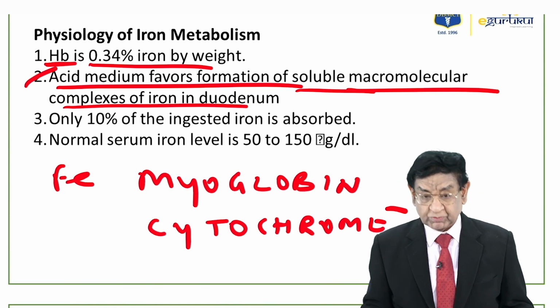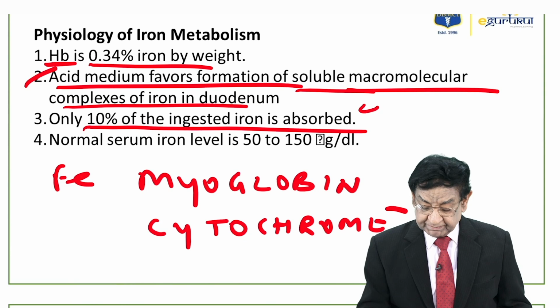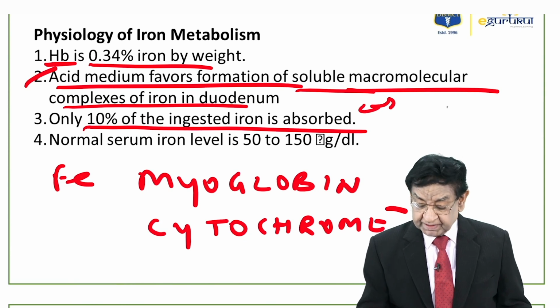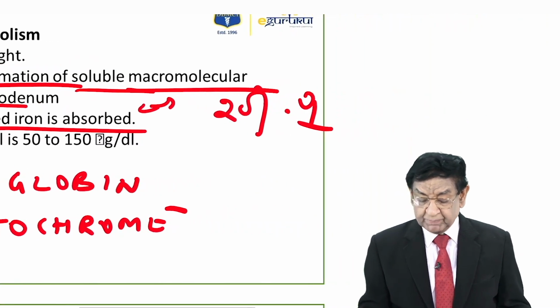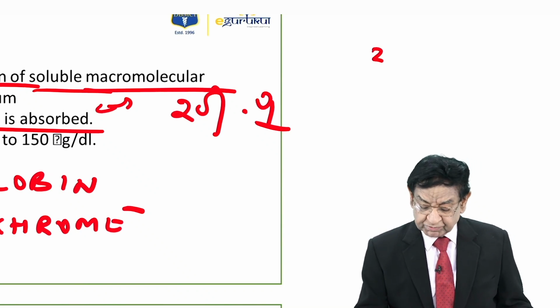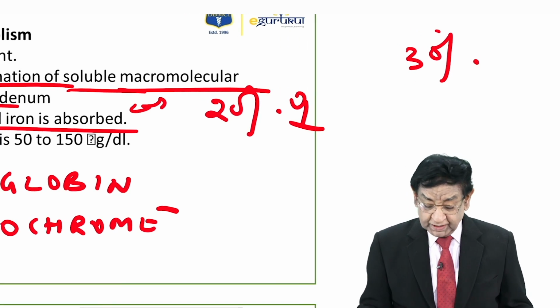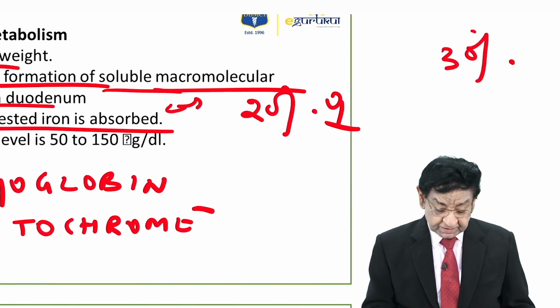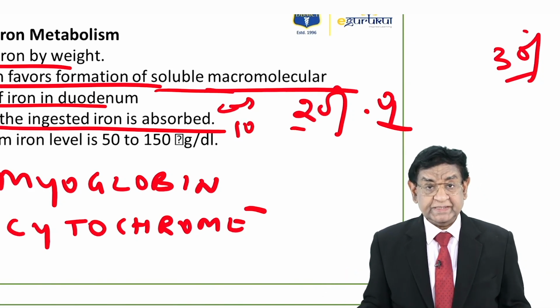But one thing is there, only about 10% of the ingested iron is absorbed. This is especially in males. In females, around 20% of ingested iron may be absorbed. But one more important point, if the patient has severe iron deficiency anemia due to any reason, the amount of absorption may be as high as 30%. 10%, 20%, 30%. This has a special relevance.